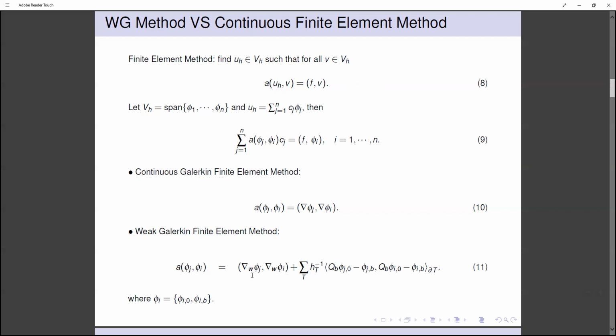So how do we find a weak Galerkin finite element solution? First of all, we define the VH, right? Then we need to find its basis. Then we need to know how to compute the weak gradient of phi j. Then we need to know how to compute the stabilizer here. That's what we're going to see next. And the phi i here are all weak functions. They have two parts, phi i0 and phi ib.